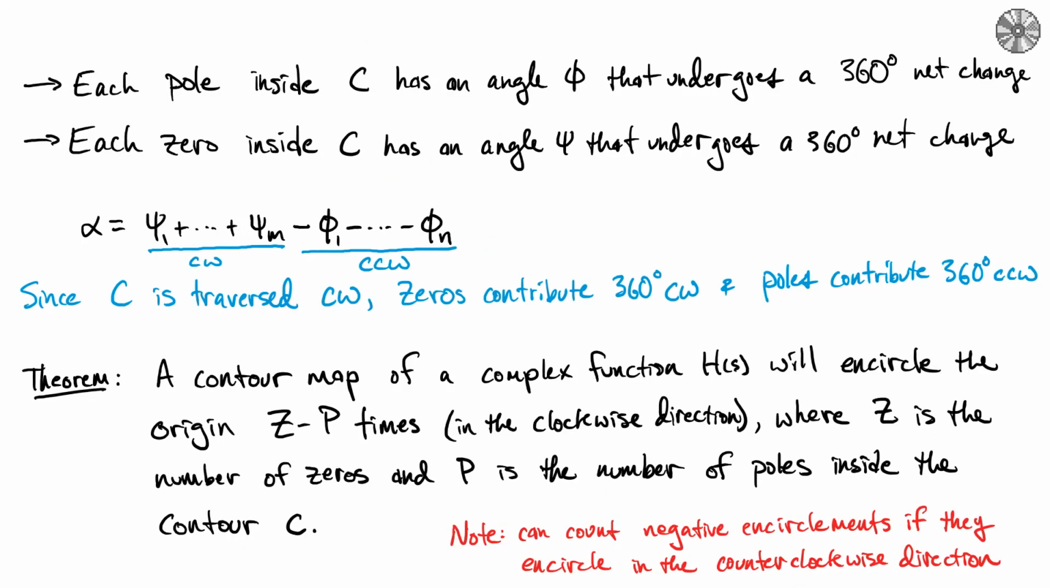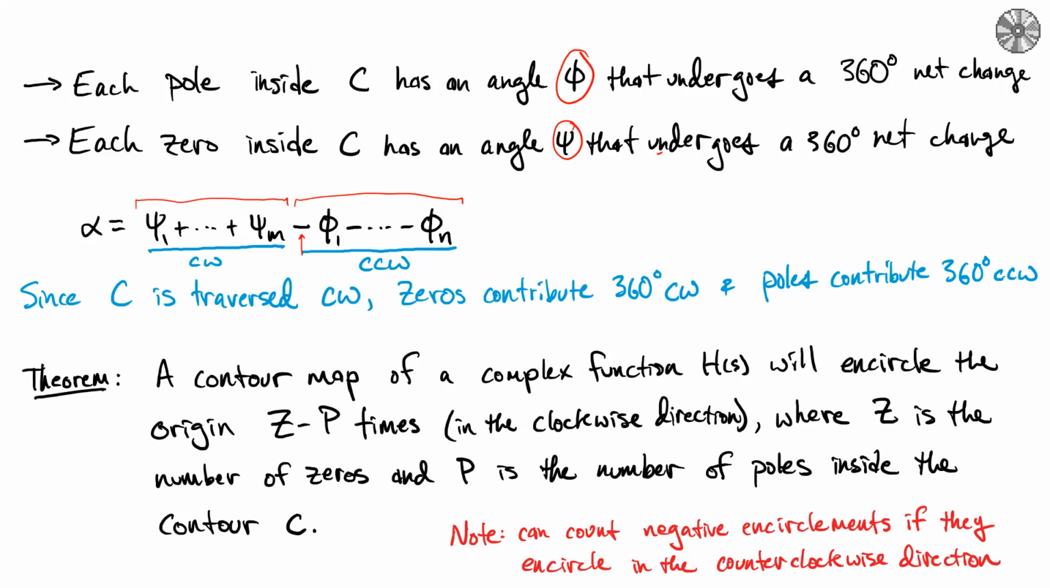And so what happens is that if a pole is inside the contour, one of our angles phi undergoes a 360 degree net change. If a zero is inside the contour, then one of our psi variables undergoes a 360 net change. And because of the sign orientation on which this happens, the psi's correspond to a positive or a clockwise rotation, and because of the negative sign in front of the pole angles, the pole being inside the contour corresponds to a counterclockwise rotation of alpha.